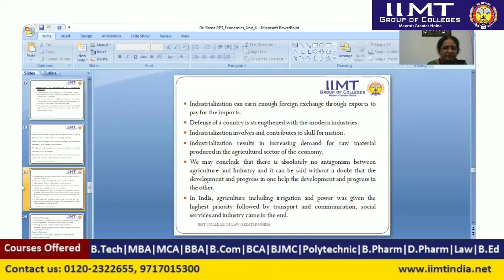sector of the economy. We may conclude that there is absolutely no stagnation between agriculture and industry, and it can be said without a doubt that the development and progress in one helps the development and progress in the other. In India, agriculture, including irrigation and power, was given the highest priority, followed by transport and communication, social services, and industry came in the end.